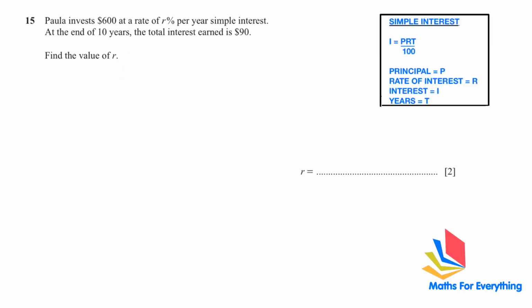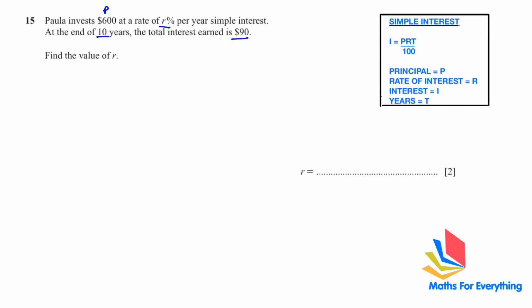The simple interest formula is interest is equal to PRT over 100. Principal is P. That is your starting amount. So our principal is 600. Rate of interest is R. That is our R. And interest is I. And T is the time in years.